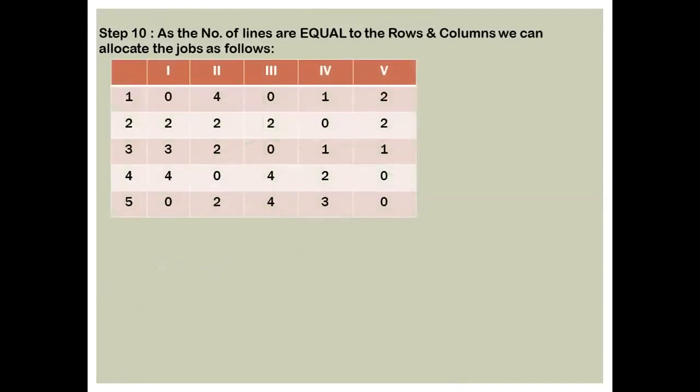So as the number of lines is equal to the rows and columns, we can start with the allocation of jobs like this. The allocation starts from a single 0, which is there in the second row. So I put that 0 in a box. Similarly, I can see 1 zero in the third row, and at the same time, I will cancel the 0 in that particular column. In row 4, again, there are 2 zeros which I will not allocate right now. In the 5th row, again, you can see that there are 2 zeros, so I will leave it and I will not allocate it right now.